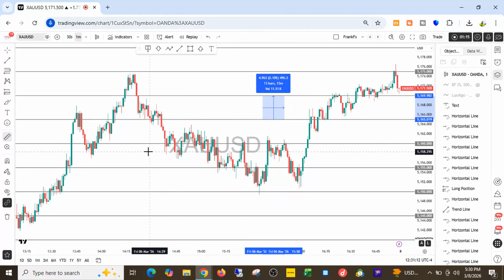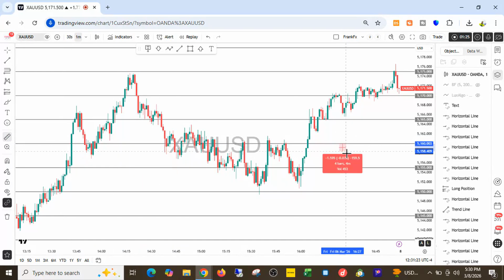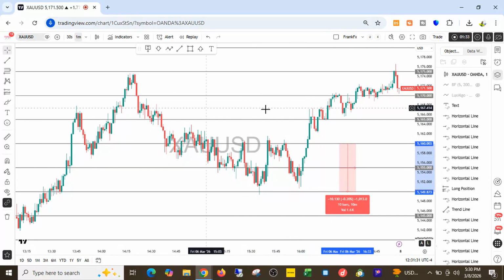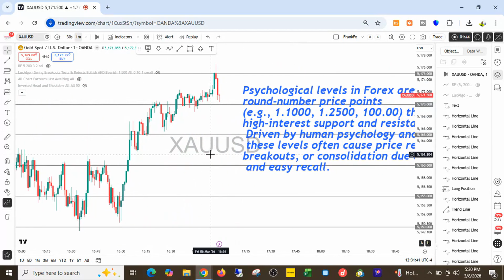From here right now, let's say that I plot from here. Let me go back and plot it from here. You can see that this place is 100 pips. So they are all equal. And before I begin to start plotting it and delete this one, let us see what a psychological level is all about.